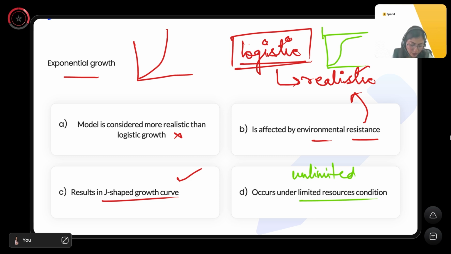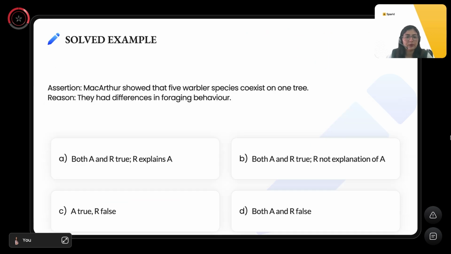Let us move on to the next question. Okay, so here also remember that in the exponential growth model we assume that there is zero environmental resistance. Okay, next question talks about MacArthur, and it's an assertion reason type of question.